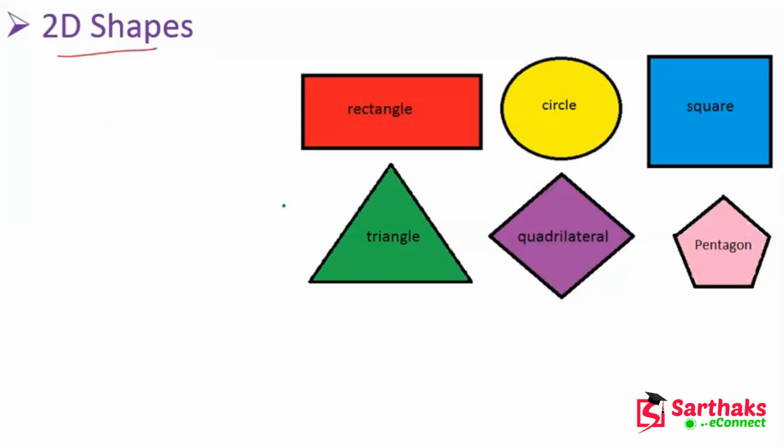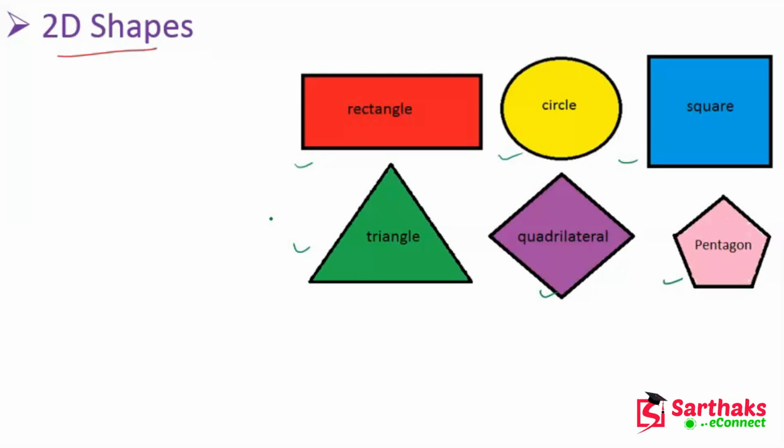Like you can see here: rectangle, circle, square, triangle, quadrilateral, pentagon. These shapes are 2D shapes because they are plane figures, that can be drawn on a flat surface, or we can draw them on a piece of paper. I hope you understand these things, my dear friends. So these are the basic figures of the 2D shapes.